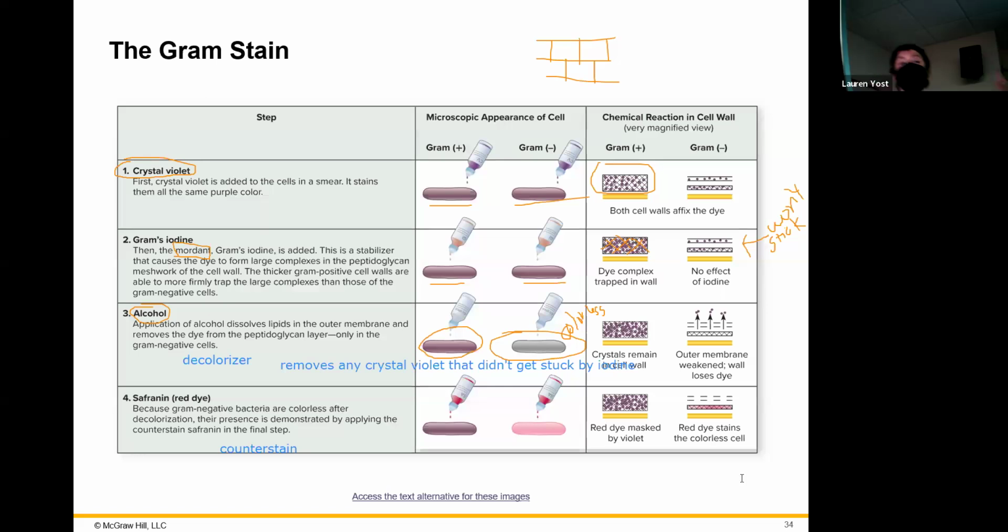So this is why positives are purple. They hold on to the crystal violet, and negatives are red. They got rinsed out with the crystal violet, and they stain red because safranin is red. That's our counterstain. Make sense? Okay.